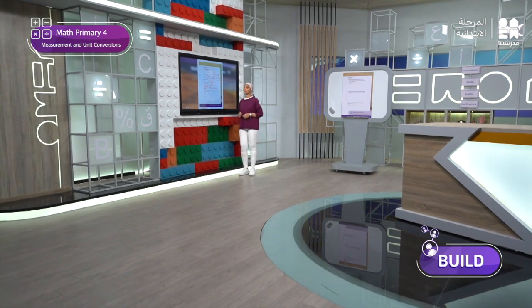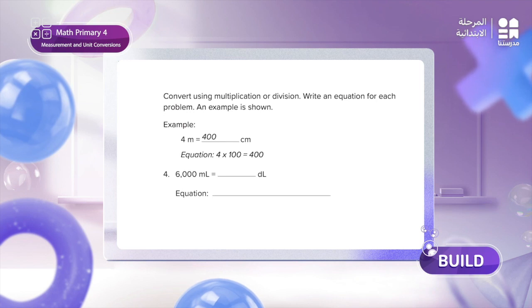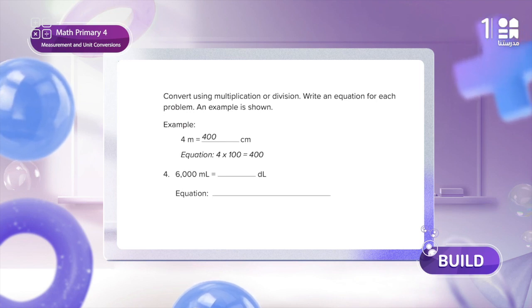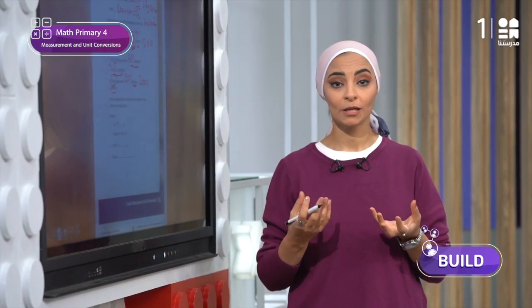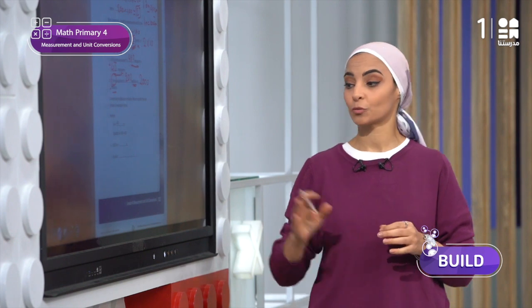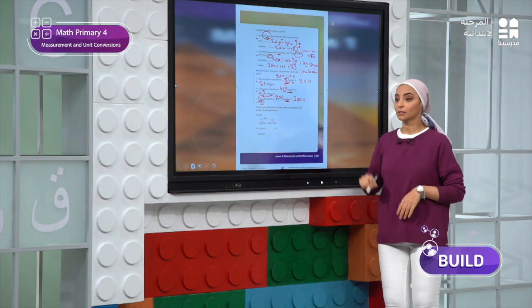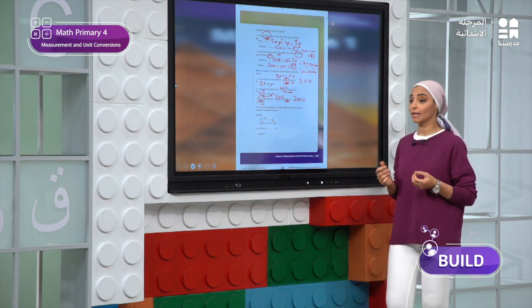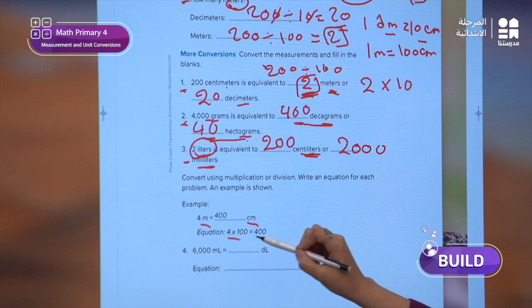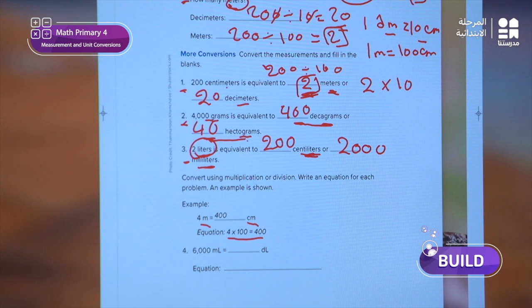Now, for the examples in page 123, you are asked to write the conversion equation, meaning that you will explain the multiplication and division. هنستعمل multiplication ولا division, just like the example below. زي الexample اللي احنا شايفينه هنا. 4 meters equals 400 centimeter. الإيكويشن بتاعتنا إيه؟ الإيكويشن بتاعتنا 4 times 100 equals 400.